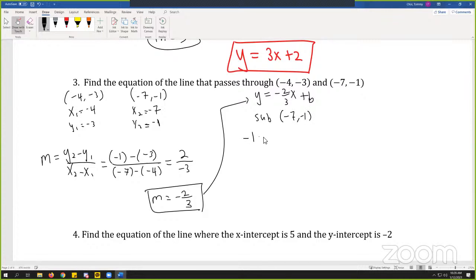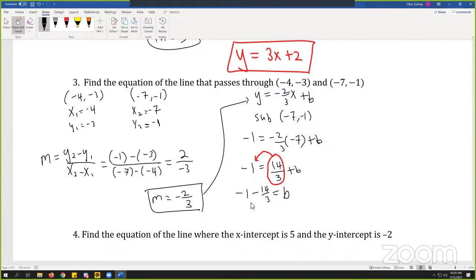If we substitute that in, I'm going to get -1 is equal to -2 over 3 times -7 plus b. If we remember our fraction rules, numerator multiplies with numerator, we're going to get -1 is equal to +14 over 3 plus b. We move the 14 over 3 to the other side because it's a number. So we're going to subtract 14 over 3 here. And for those that aren't sure, we're moving this to the other side. So that's going to give me this.